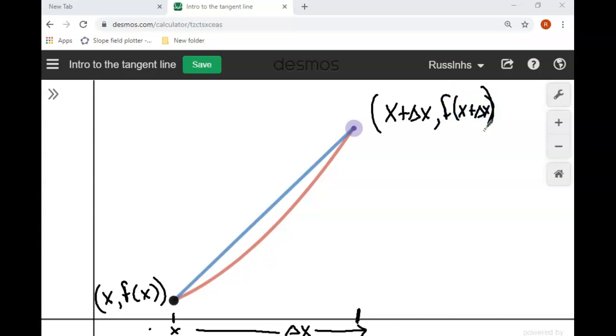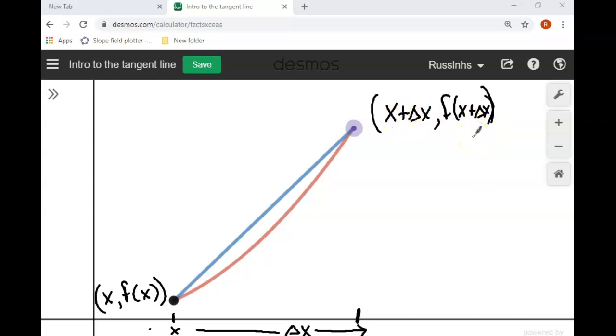There you go. It looks ugly and stupid, but it serves a purpose, I promise. Okay, so my first point is x, f of x. My second point is x plus delta x, comma, f of x plus delta x. Okay, and all this is fancy writing for x1, y1, x2, y2.